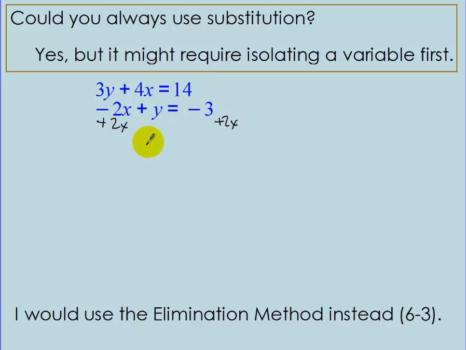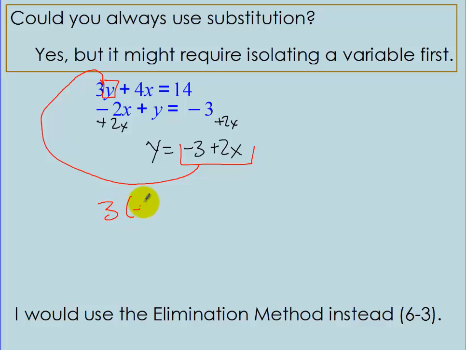And then I would change it into a new equation, y equals negative 3 plus 2x. And then I could substitute that negative 3 plus 2x in for the y on the top equation. Then I would get a new equation, 3 times negative 3 plus 2x plus 4x equals 14, and then continue solving. So yes, you could do that. But honestly, in this case, I would probably use the elimination method, which you're going to learn next time. But it's up to you.